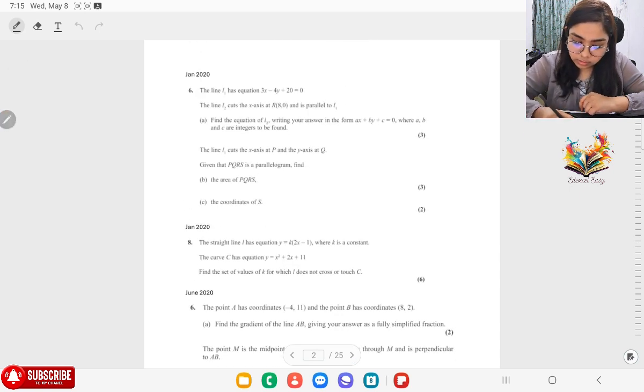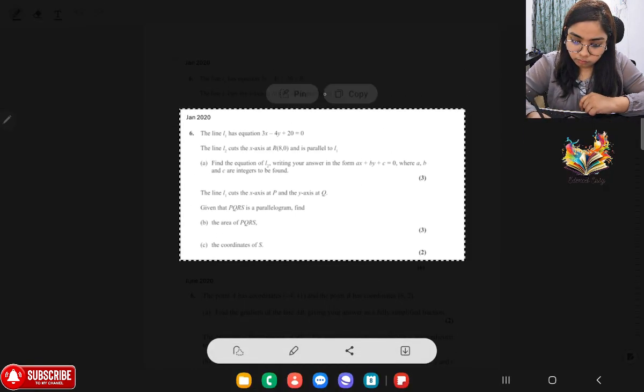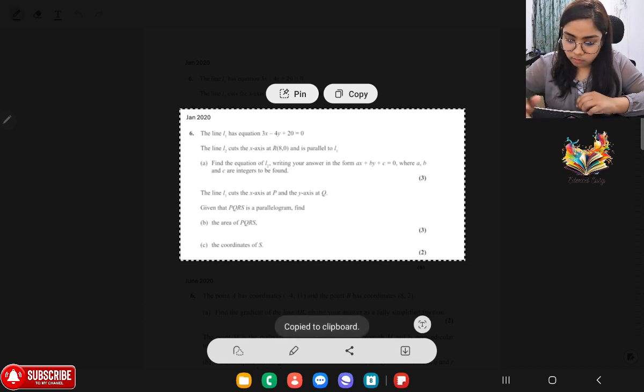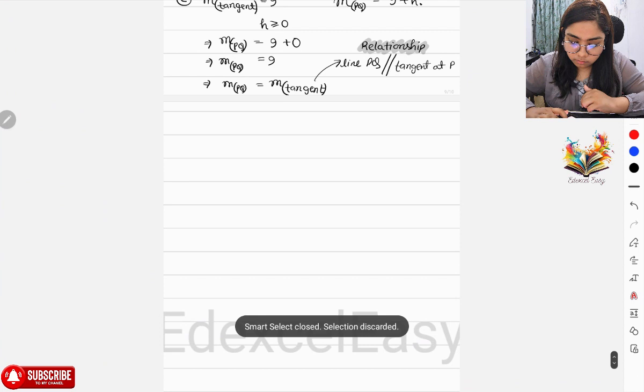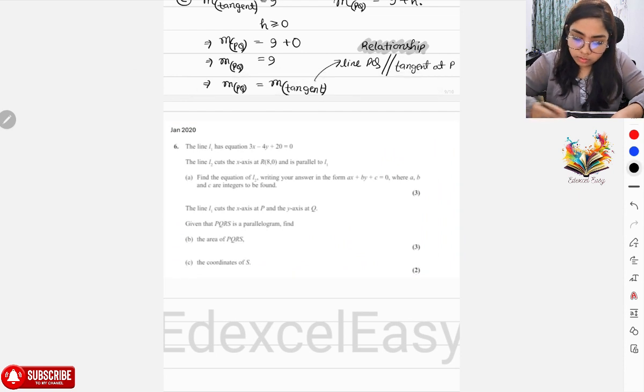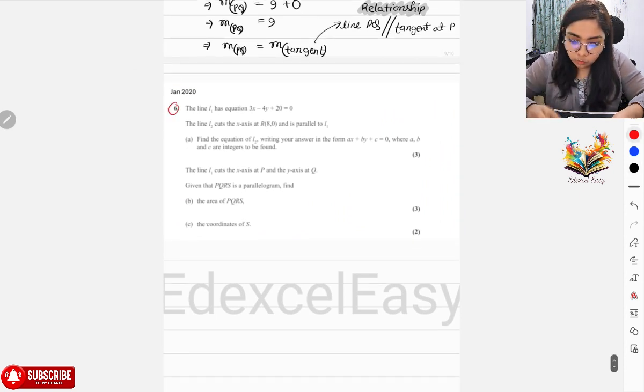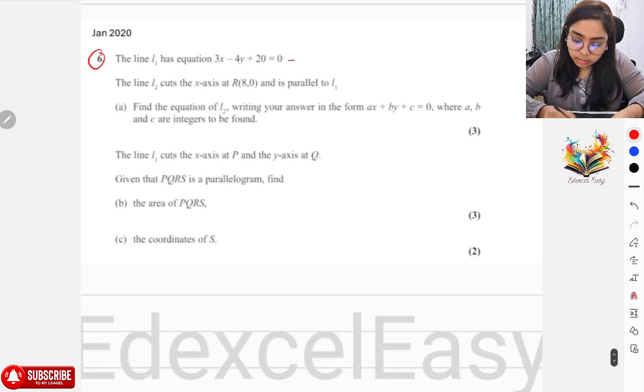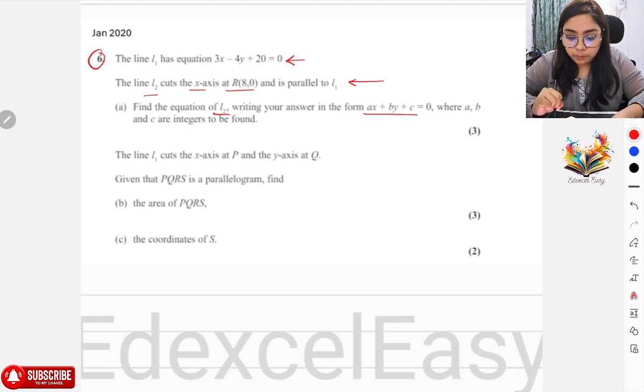This is from again Jan 2020 question 6. Okay, now for this question over here, it says that we have a line 1 with equation this, and again it says that line 2 cuts the x-axis at point R and is also parallel to the first line. We need to find the equation for line 2 and write your answer in this format. Okay, now over here let me tell you that in order to find the equation for a straight line, there are 2 methods you can follow.